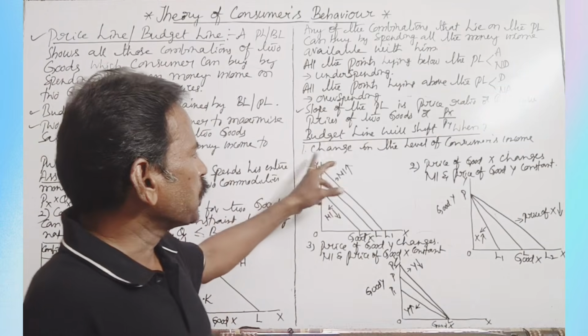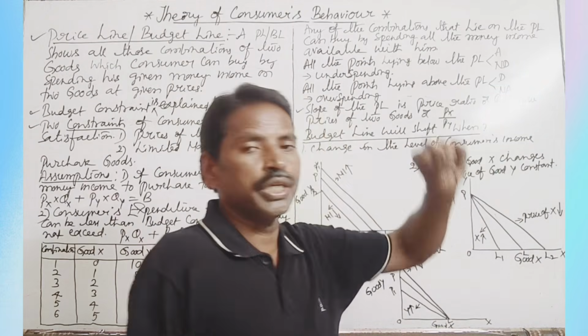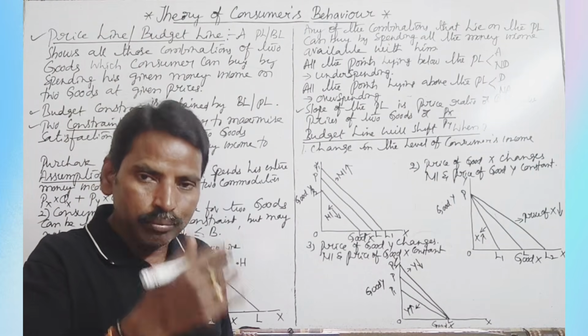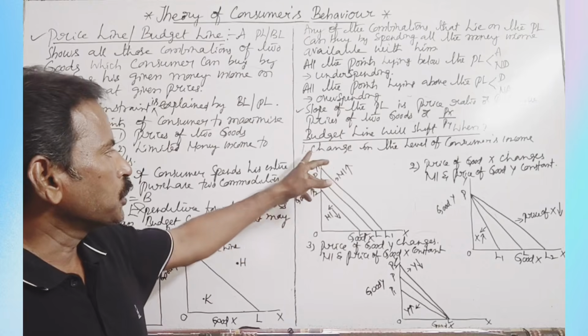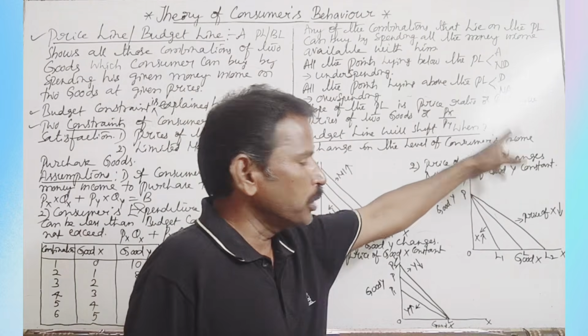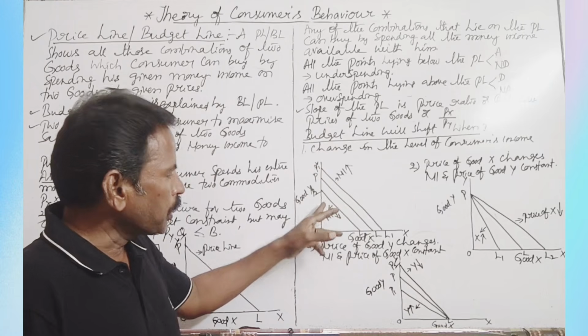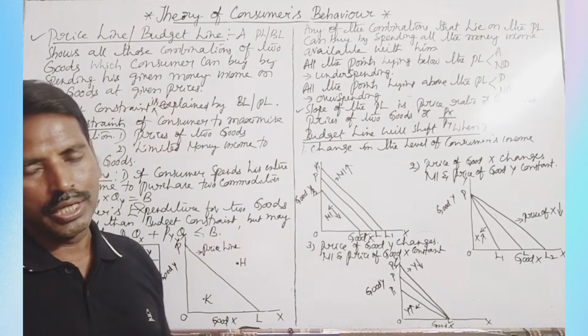Point 1, change in the level of consumer's income. Consumer income increases, consumer income decreases. So change in the level of consumer's income. Money income of the consumer increases, money income of the consumer decreases.